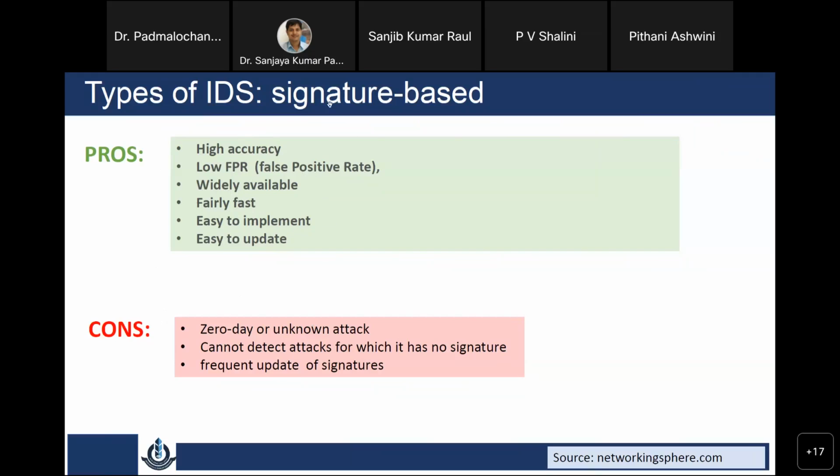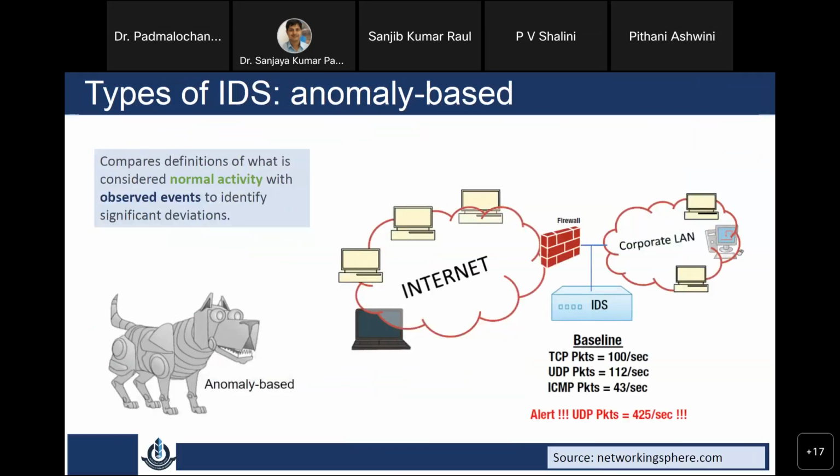However, the main problem of signature-based intrusion detection system is the zero-day attack. If any new signature comes in that is unknown, such attacks cannot be identified. That is the main problem. And obviously, frequent update of signatures is not good for system performance. Okay. So therefore, the other one is anomaly-based IDS.